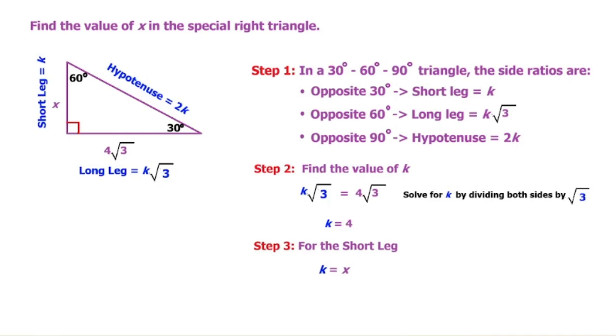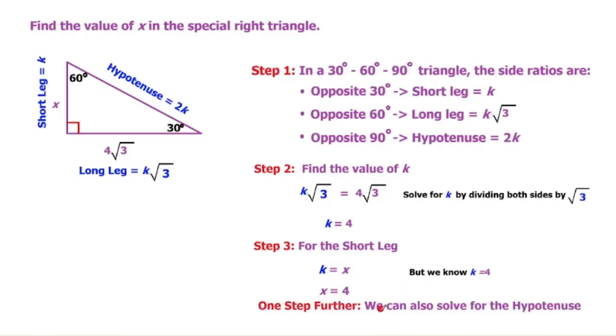Well, that makes things very easy now. So for the short leg, k equals x, right? k equals x. So we know what k is, it's 4. We know k is 4, so we just plug that in. So x equals 4.